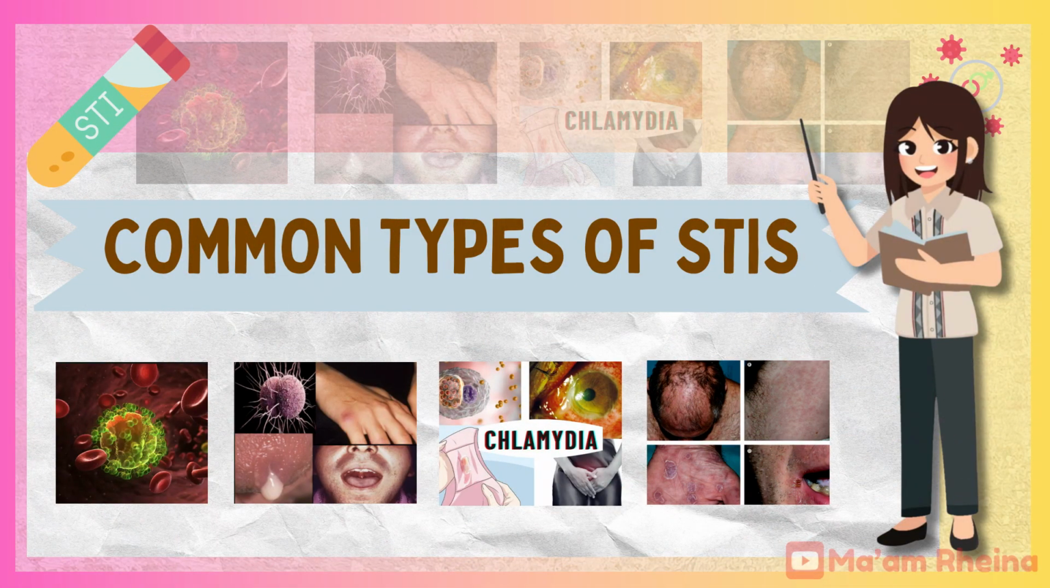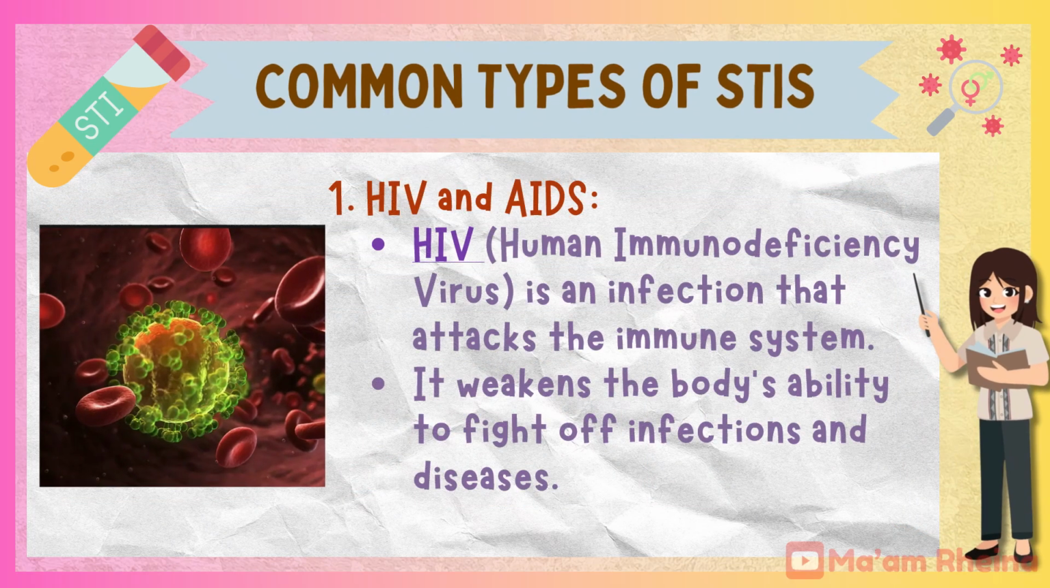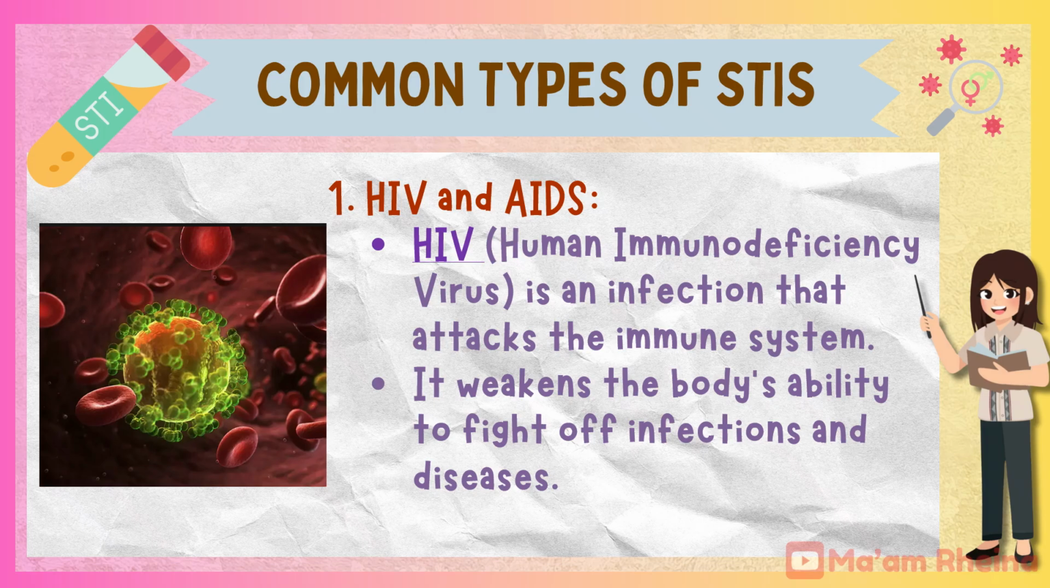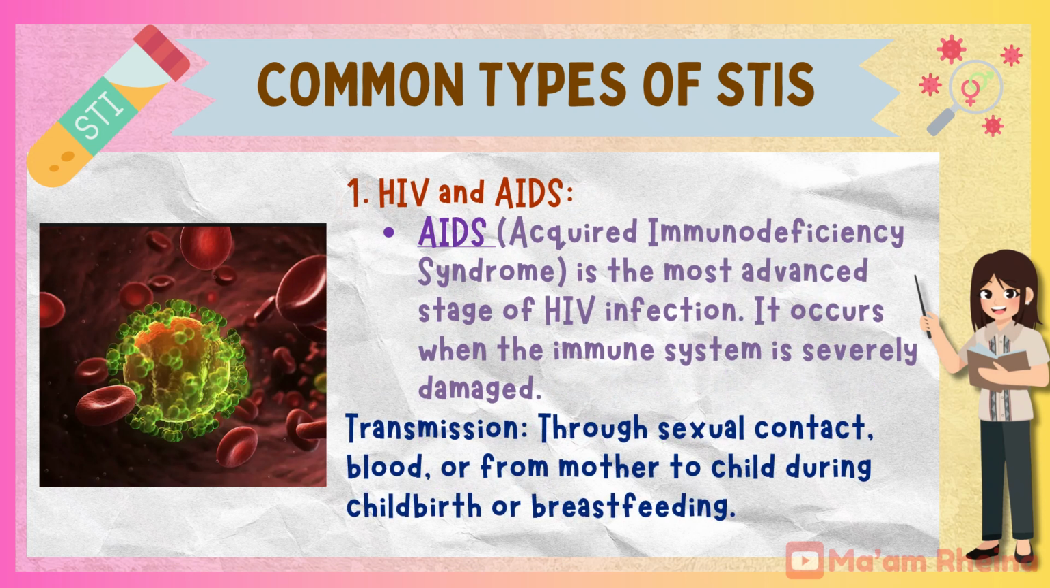Common types of STIs. These are some of the most widespread sexually transmitted infections, their effects, and how to avoid them. 1. HIV and AIDS. Causative agent: human immunodeficiency virus, HIV. What it does: attacks the immune system, weakening the body's defense against infections. AIDS is the final stage of HIV when the immune system is severely damaged.